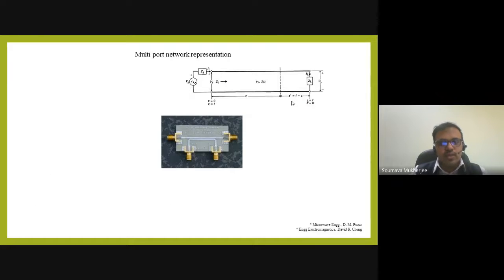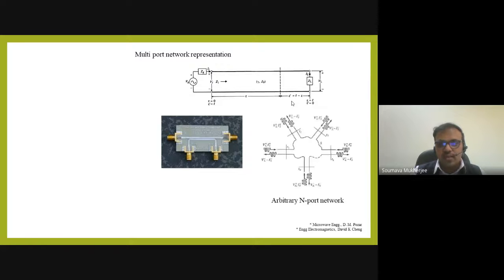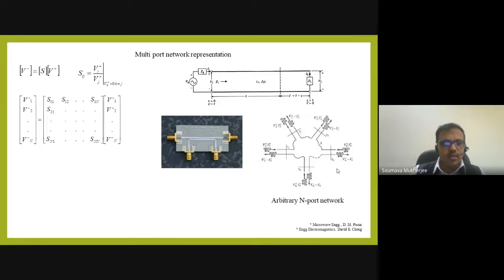Okay, so if we now extend from the two-port network, it will look something like this, that arbitrary n-port network. At each port there will be an incident wave as well as a reflected wave. The matrix representation will look something like this, with the same definition. Just like the previous slide, where we had the Z or Y matrix, here we will have the S matrix.